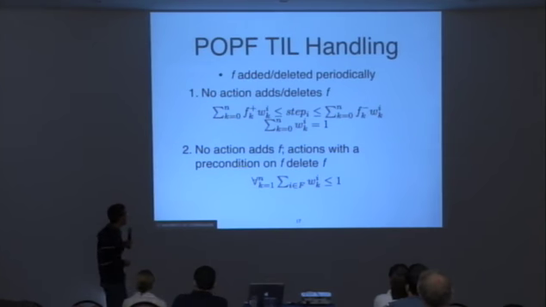Then we have a second case where no action adds F. Actions with a precondition on F delete F. So we're going to add these constraints again, but we're also going to add this constraint where capital F is all the layers of the plan that refer to fact F. And we're just going to constrain those to be at most one of those layers.